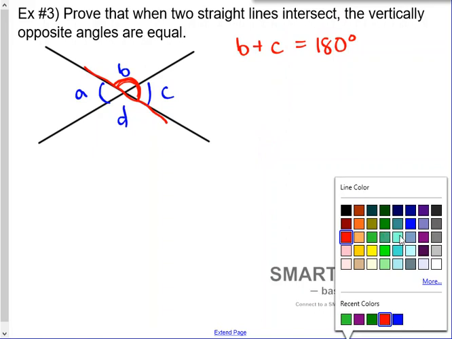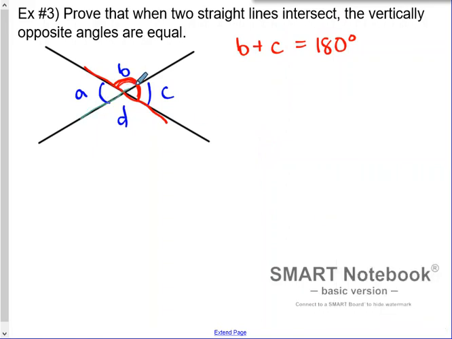I also know that these 2 angles are on a straight line. So I have A and B on a straight line. So I know that A plus B is also going to equal 180 degrees. Now I'm going to rearrange one of these equations to solve for B. So I've decided to do A and C. I'm going to prove that angle A equals angle C. So I'm going to take this happy little B here, and I'm going to solve for it.